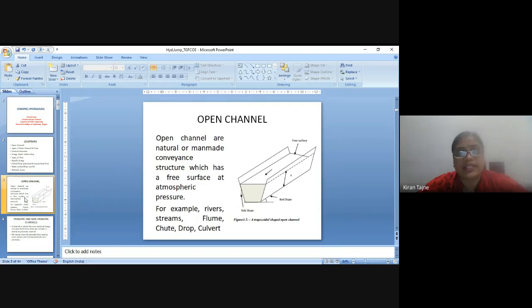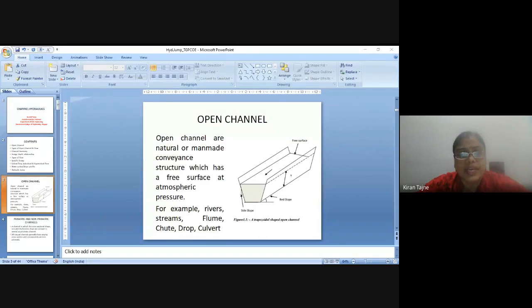So let us start. What is open channel? Open channels are the natural or man-made conveyance which has a free surface at atmospheric pressure. You have seen the canals. These canals are nothing but the open channel. There are various types, but this trapezoidal type of channel is most popular.